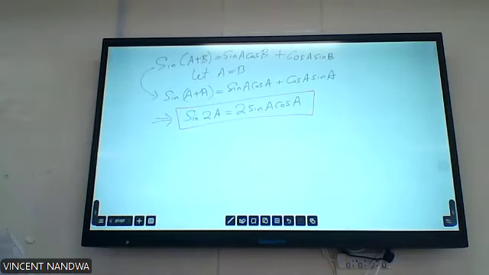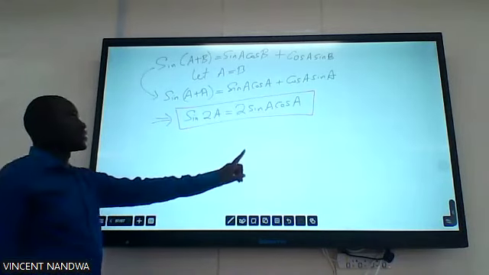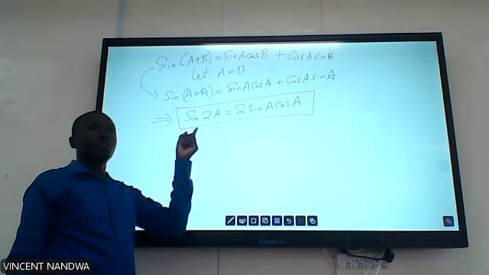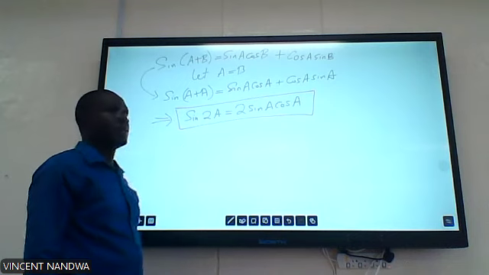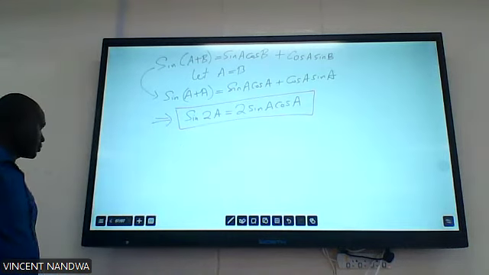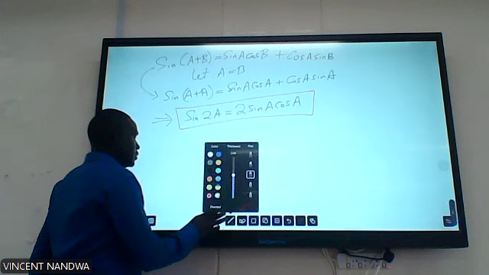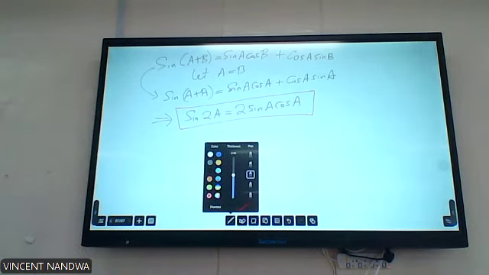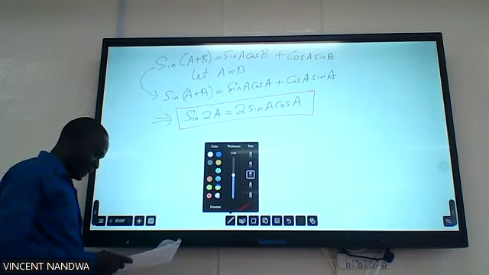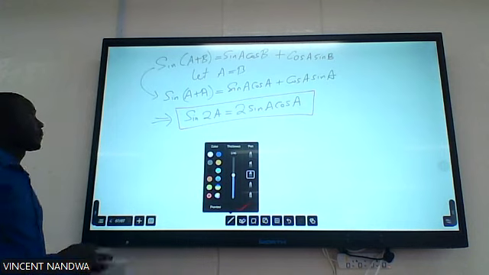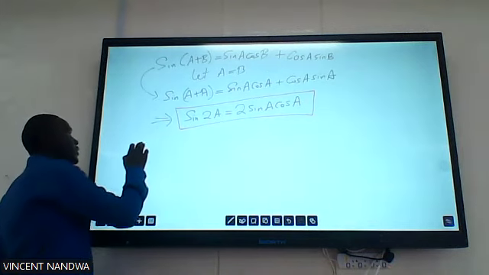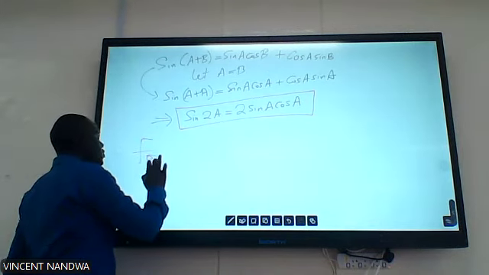Sometimes you may have a product of sine and cosine at the same angle, and this may be very useful to reduce the expression. So now let's remember some form 2 results. So this is form 2.